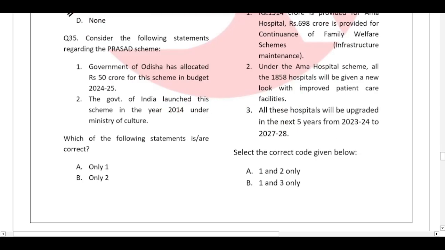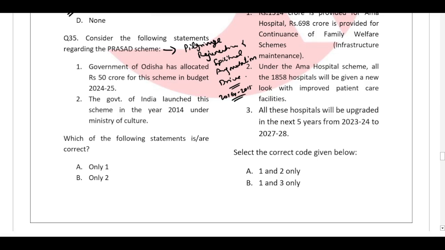Question number 35. Consider the following statements regarding the Prasad scheme. The Prasad scheme was a central government scheme. Prasad means pilgrimage, rejuvenation, and spiritual augmentation drive. So the government of India started the Prasad scheme in 24-25. So what was the aim of that scheme? Look at the name: pilgrimage, rejuvenation, and spiritual augmentation drive.